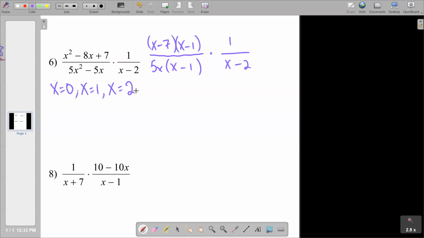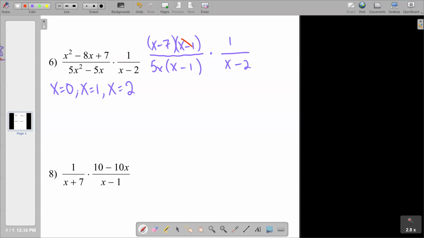Do you see how the x minus 1s cancel out? That's going to be what we come to know here in a week or so as a removable discontinuity. That's not going to be an asymptote in the graph. It's going to be a hole, something that the graph just jumps over. Whereas, do you see how we can't get rid of the 5x? And we can't cancel the x minus 2. Those are going to be vertical asymptotes. That's a little taste of the future for you. So anyways, those are my excluded values.